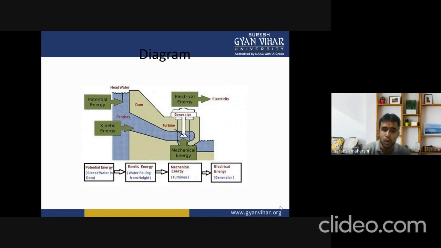So we consider the water from some height; when falling from up to down, we obtain a high amount of pressure for some applications. Then the kinetic energy of water falling from a height is converted into mechanical energy by the turbines, and the turbines are connected to the generator. Then mechanical energy is converted to electrical energy, and then we get the output.